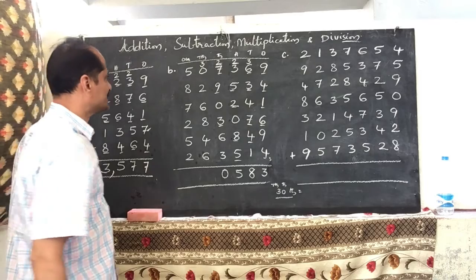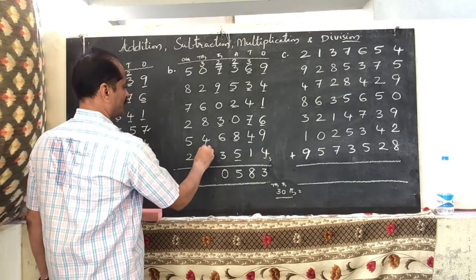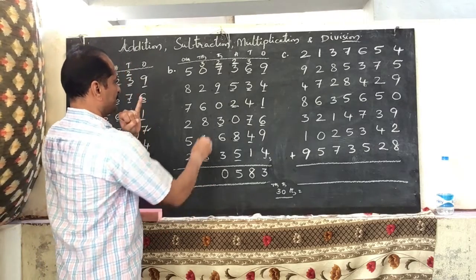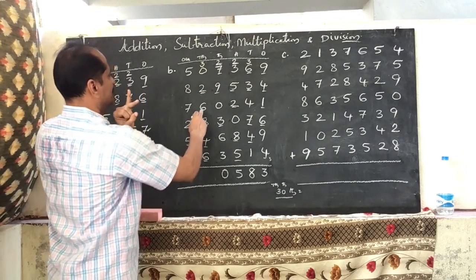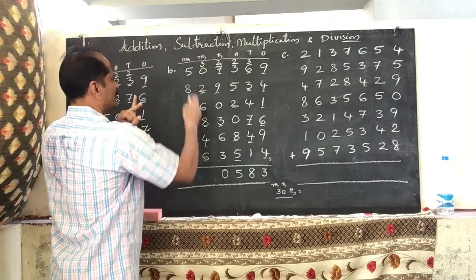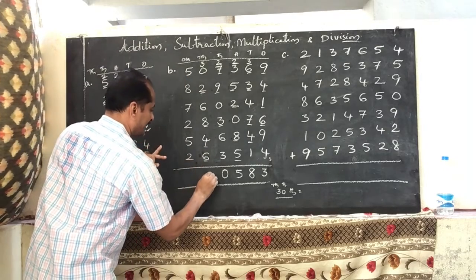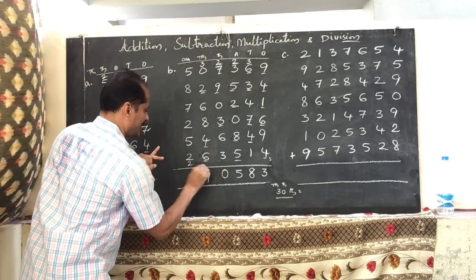Now add all the 10,000s places. So 4 plus 6, 10. 8 plus 2, another 10. 2 tens. 6 plus 3, 9. So 20 plus 9, 29. 29, so 2 here, 9 here.